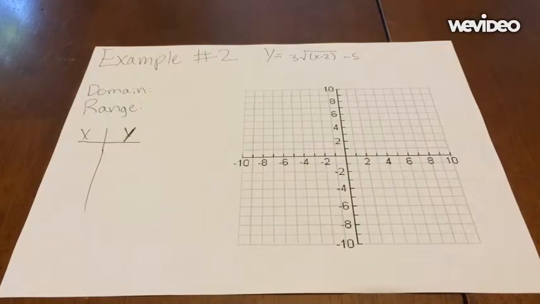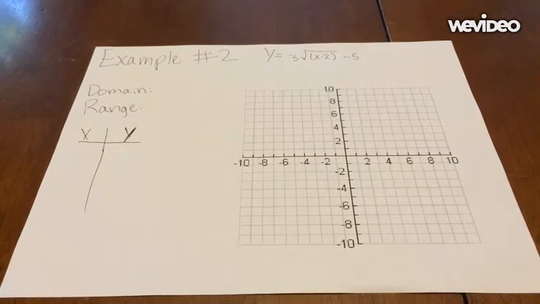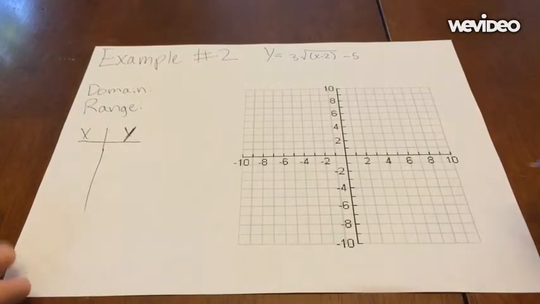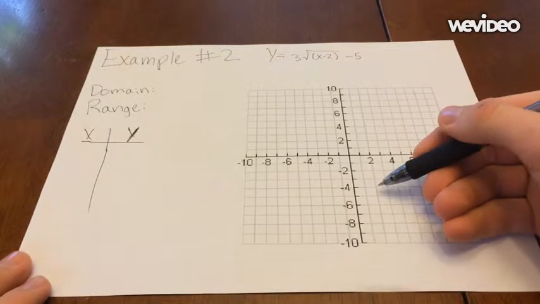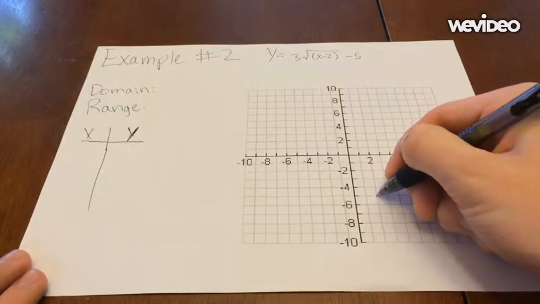All right, guys, so here we have our second example, y is equal to 3 times the square root of x minus 2, minus 5. The first thing that we're going to do is find our starting point. Remember, we have a negative h that's going to move it over to the right 2. So we're going to have it right here. And then it's minus 5, so we're going to bring it down 5.